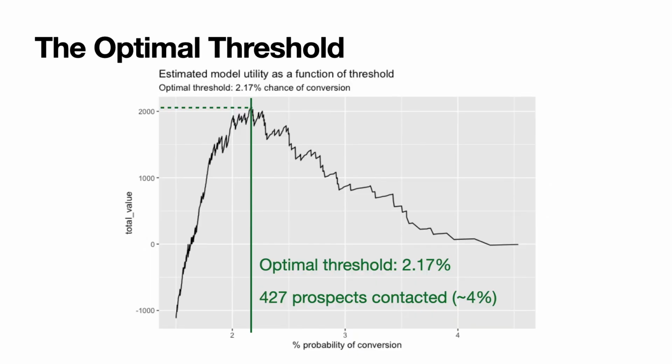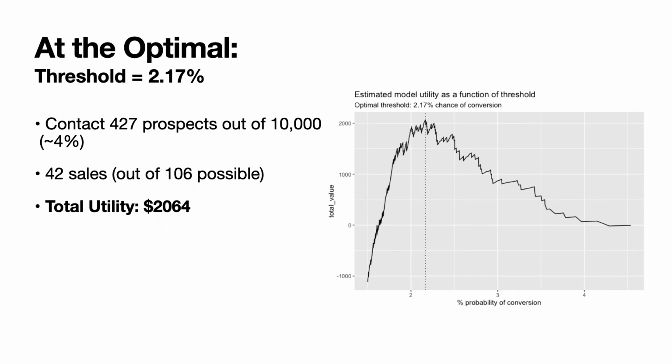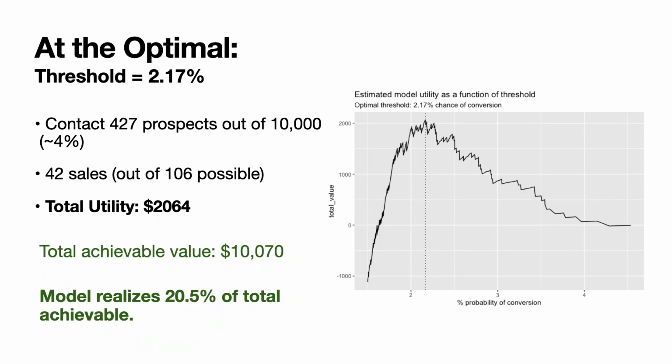The optimum threshold is about 2.17%. At this threshold, you contact 427 people out of 10,000, or about 4% of the total set of prospects. From those 427 contacts, you make 42 sales out of 106 possible, and the total utility of this optimal decision rule is $2,064. This is about 20.5% of the total achievable value of $10,070.